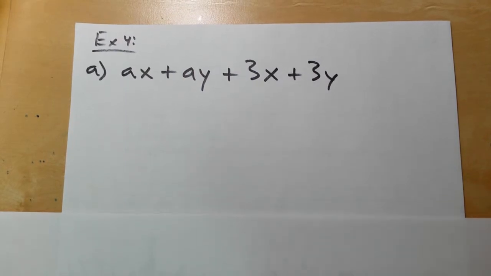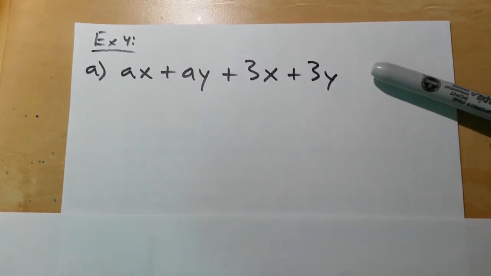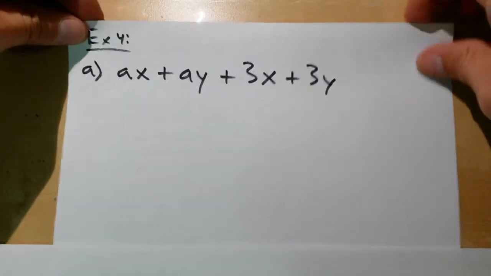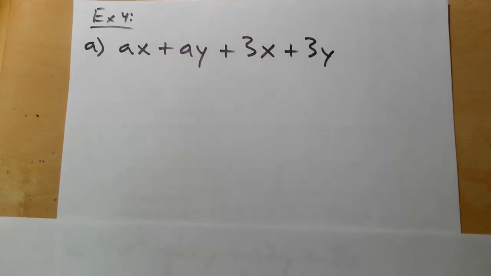Now what happens when you look at these terms and there is no common factor among all of them, only among some of them? Well, we can factor by grouping. We can factor these by grouping. Let's move this up a little more. So, for example, we look at this expression here.